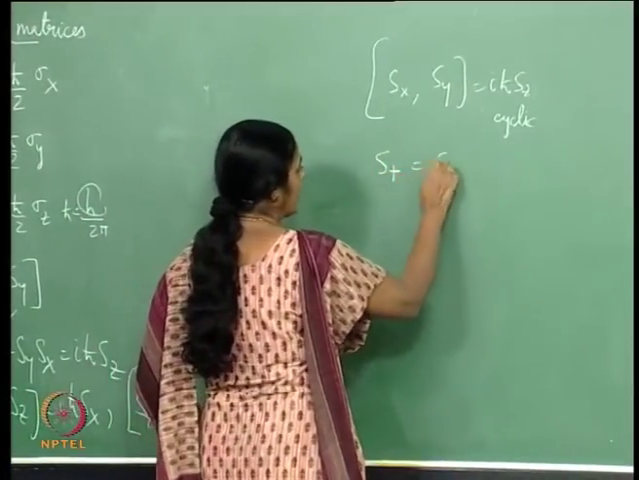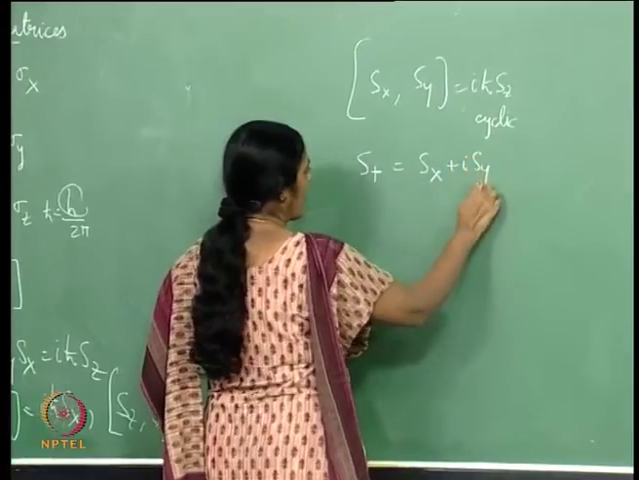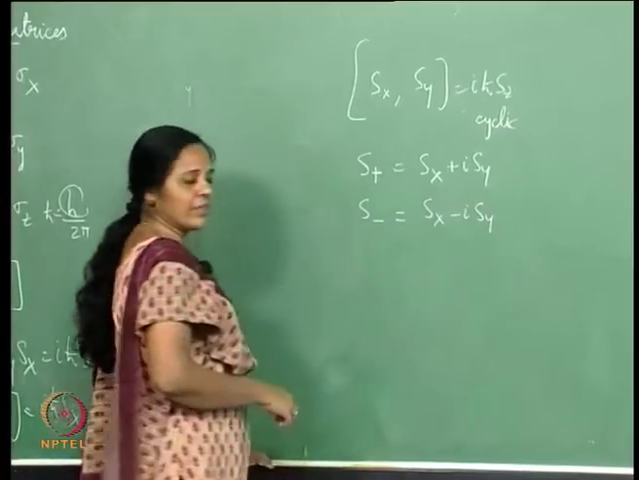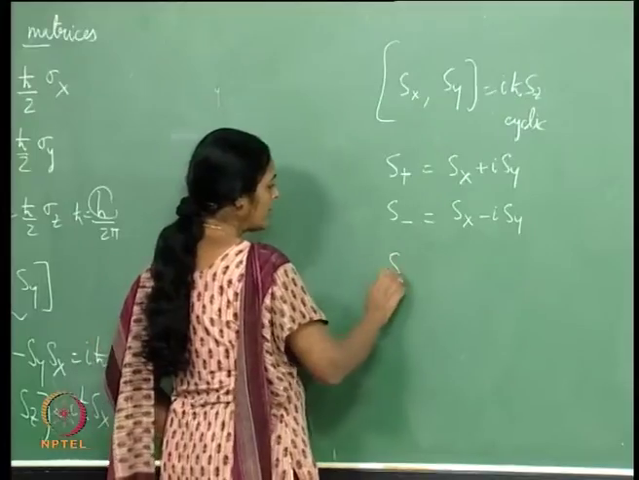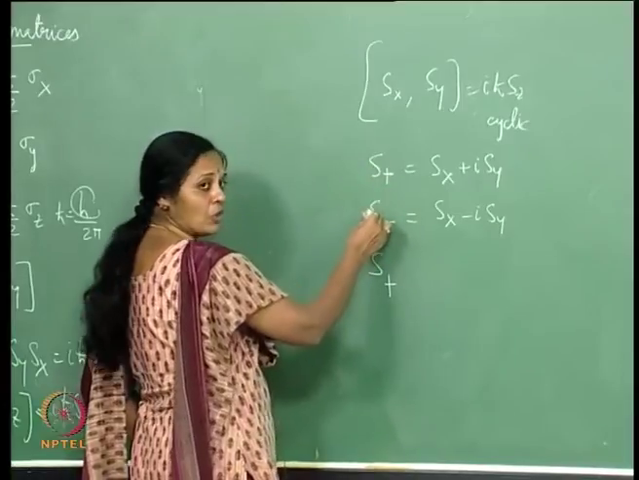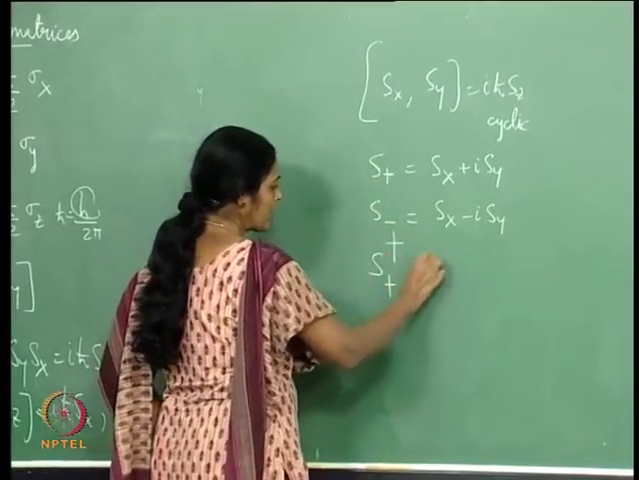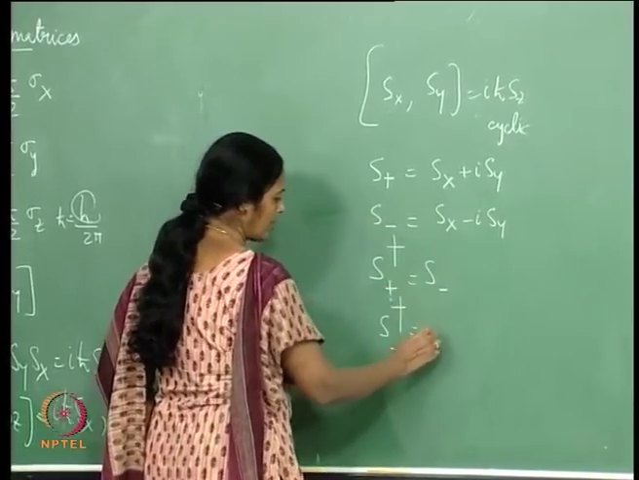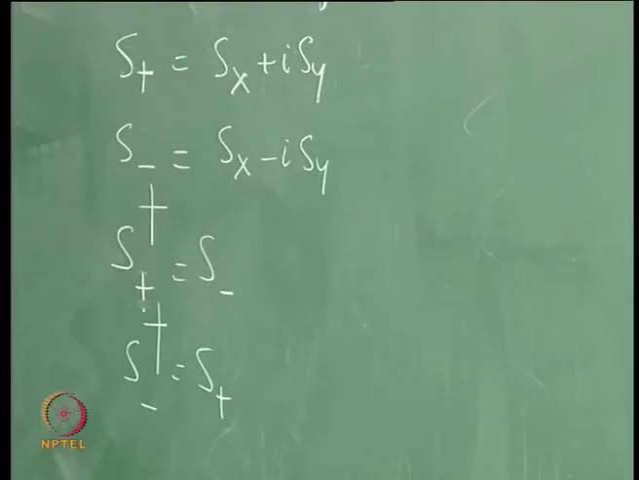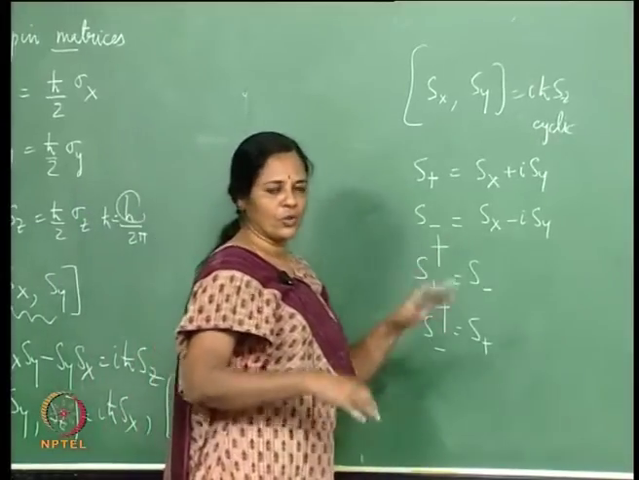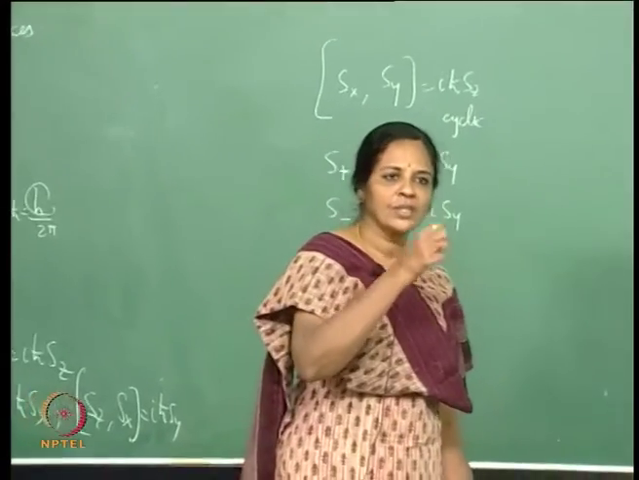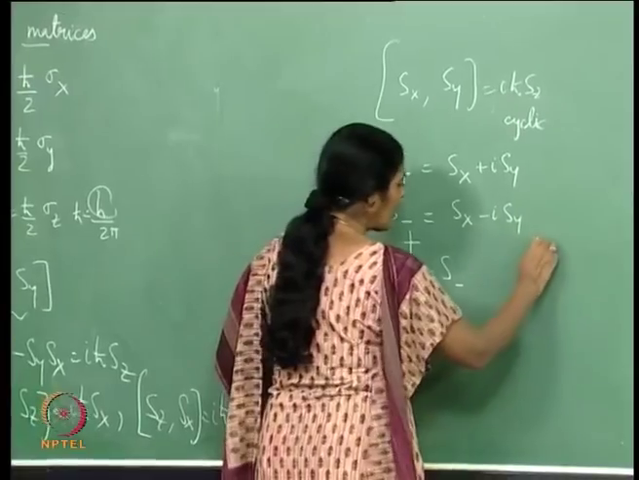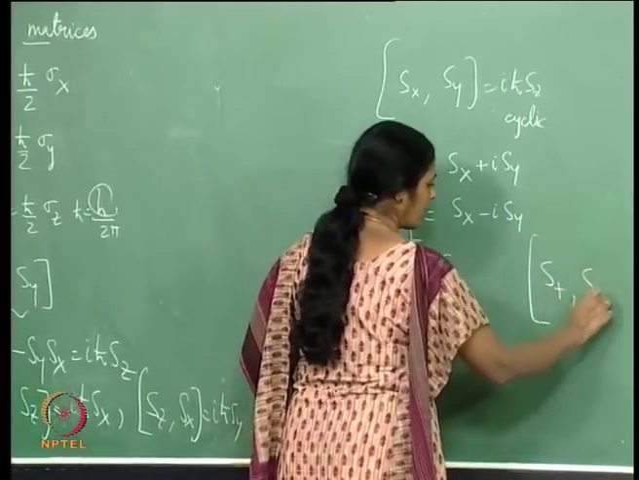Instead, I can define an S plus, which is Sx plus i Sy, and an S minus, which is Sx minus i Sy. It is clear that S plus and S minus are not Hermitian matrices, but S plus dagger is S minus and S minus dagger is S plus. Dagger means Hermitian conjugate. Interchange the rows and columns and make complex conjugates of all the entries.